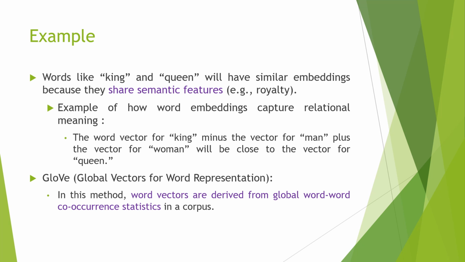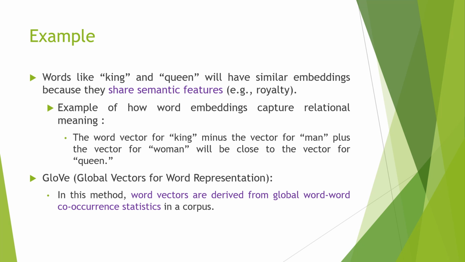So for example, if you consider the word vector of king, we can subtract the vector for man and then add the vector for woman. So this will give the vector which is closer to the vector for queen.